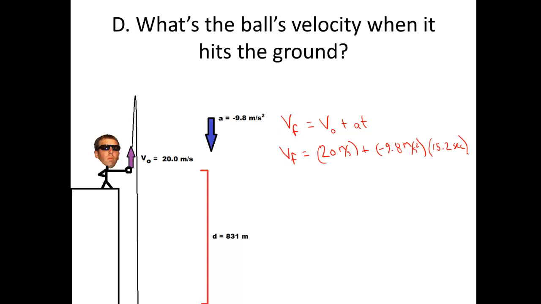As you can see, I've plugged in the initial velocity of 20 meters per second. The acceleration due to gravity is negative 9.8 meters per second squared, and the time of 15.2 seconds. To solve the problem, all I have to do is a very quick calculation, and I will determine the final velocity. I've obtained the final velocity of negative 129 meters per second. And that is about negative 289 miles per hour.